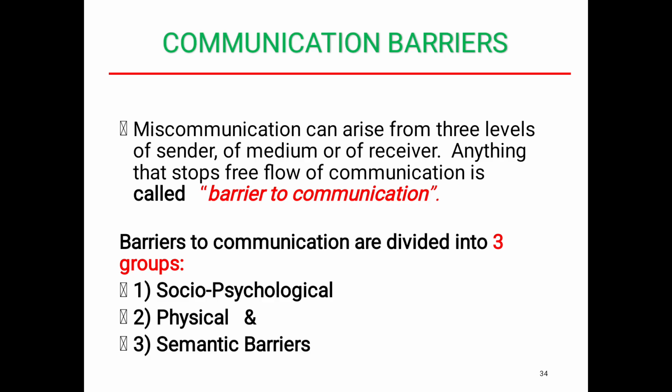Well, communication barriers may arise at three different levels, right? It may arise at the level of the sender, which is the first pole, and it may arise at the level of the receiver, which is the second pole, the target of the communication. And it may also arise at the level of the medium, in between the two poles. So these are the three levels where these communication barriers may come and hinder the communication process.